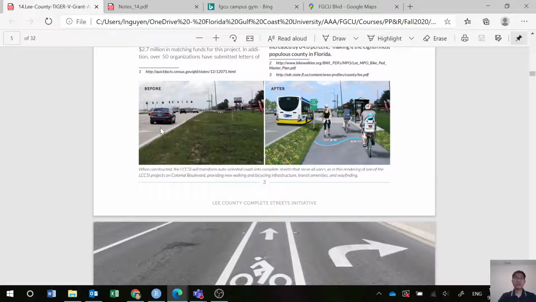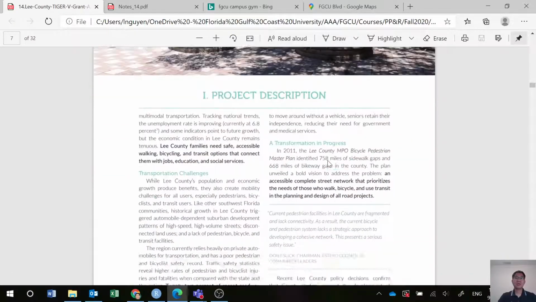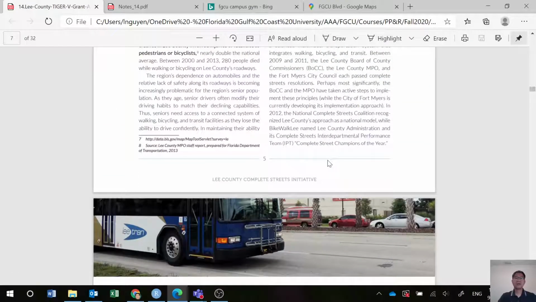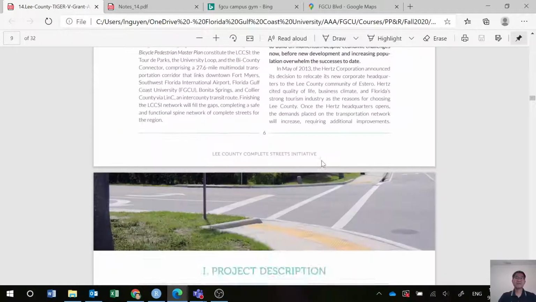Originally, in this example, for the project on Colonial Boulevard, there was no bike lane or sidewalk, and now the complete street is like that. So the project is about to improve the road in our Lee County areas.